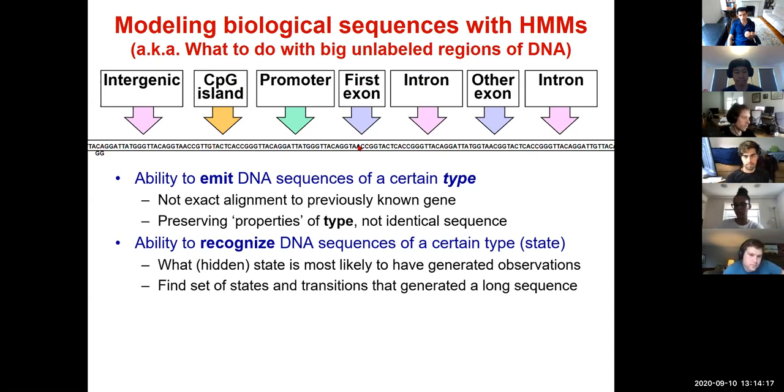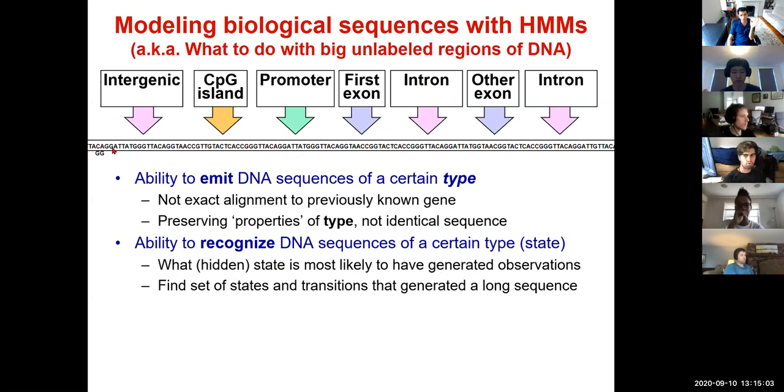The second bullet is going up on this arrow. It's basically saying, how can I recognize DNA sequences of a certain type? How can I distinguish whether this chunk of sequence that I have is an intron or a first exon? Namely, what I want to know is what hidden state is more likely to have generated the particular example sequence that I'm looking at than other hidden states. In other words, if I observe the sequence, is it more likely to have been generated by a promoter, or is it more likely to have been generated by an intron? So the question is, what hidden state is the most likely to have generated the particular observations?